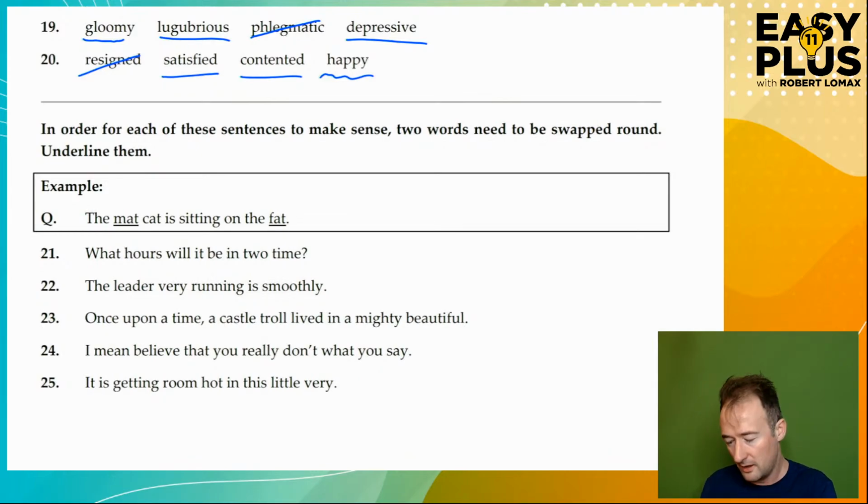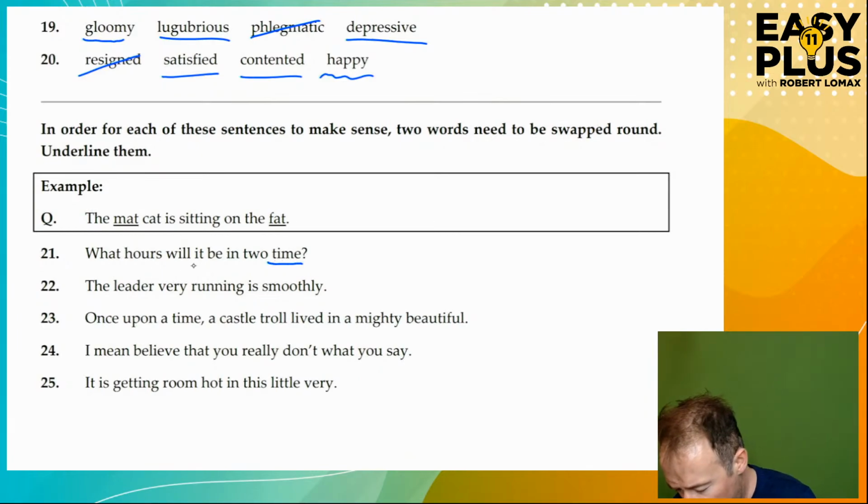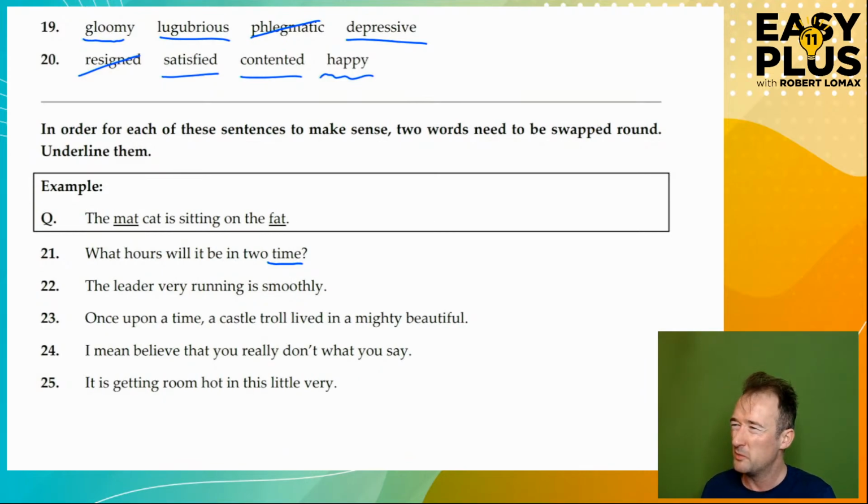Okay, now let's try the same reasoning. What hours will it be into time? Okay, into time. So time is obviously out of place. What hours will it be? We don't really say that in English. In some languages you do say pretty much that. In English that also sounds quite wrong. What hours? So these words both sound kind of wrong. So then we say, let's try swapping them. What time will it be in 2 hours? Good.